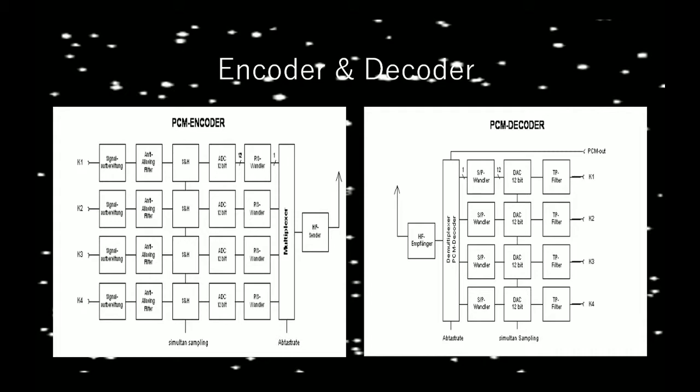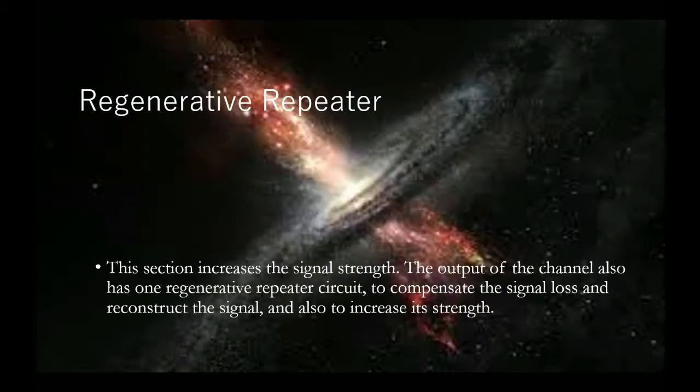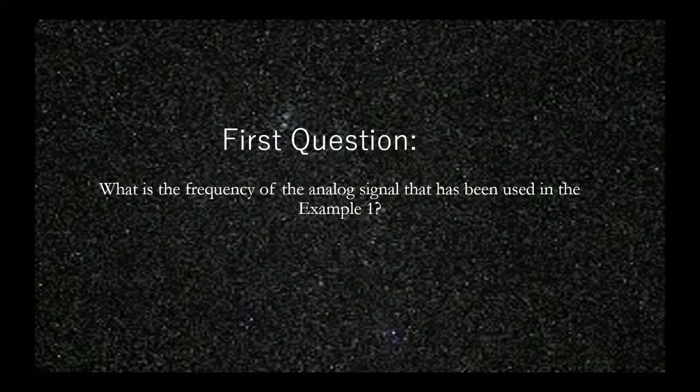Decoder. The decoder circuit decodes the pulse-coded waveform to reproduce the original signal. This circuit acts as the demodulator. Regenerative repeater. This section increases the signal strength. The output of the channel also has a regenerative repeater circuit to compensate for the signal loss, reconstruct the signal, and also increase its strength.